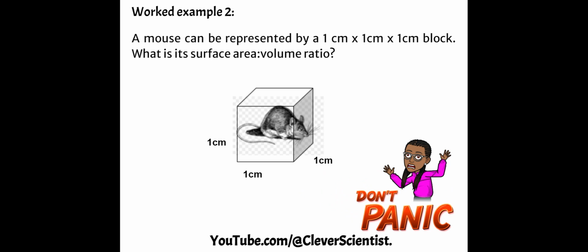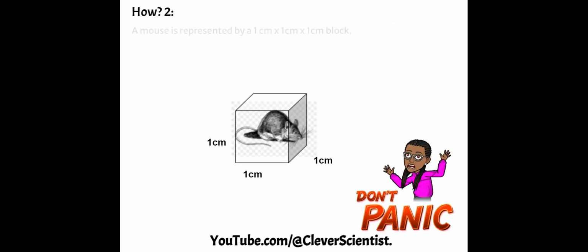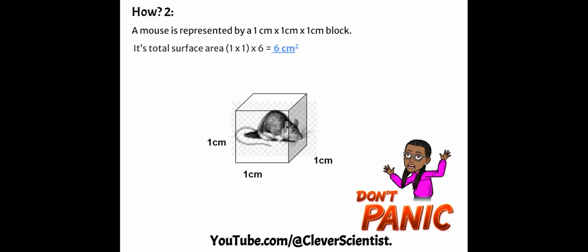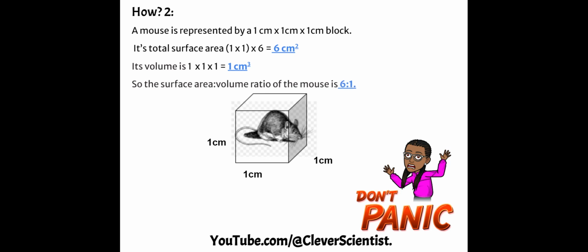So let's have a look at another worked example, this time involving a smaller organism, a mouse. This time we've got a mouse that's been represented by a 1 centimetre by 1 centimetre by 1 centimetre block. What's the mouse's surface area to volume ratio? So we've got our block again. Let's work out the area. The total surface area is length times the height. So it's 1 times 1. And we've got 6 of those surfaces. So we've got a total surface area of 6 centimetres squared.